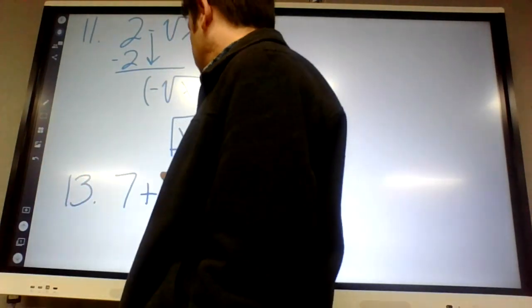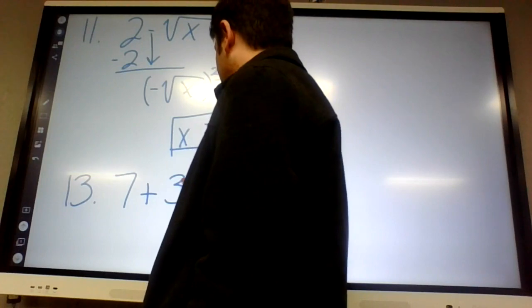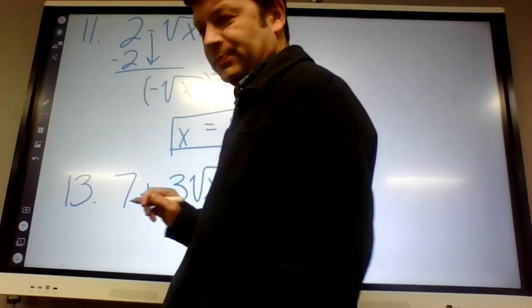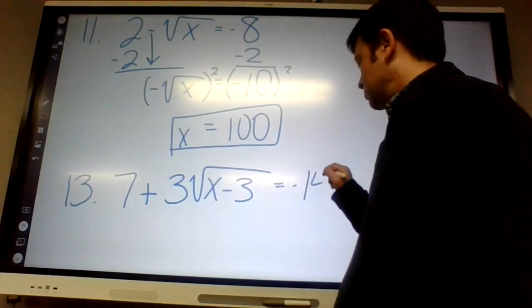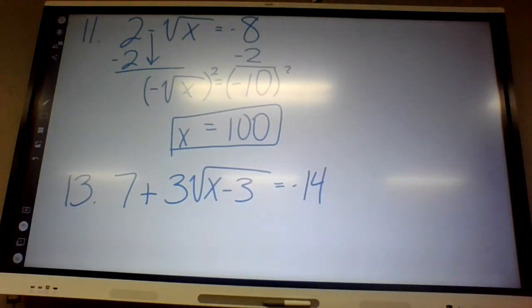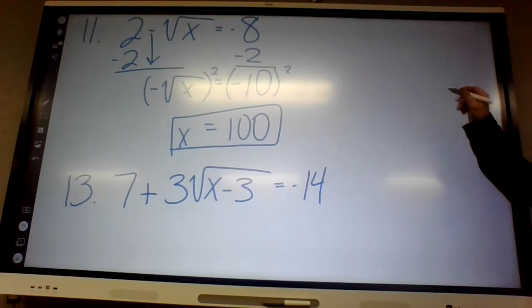Number 13. Alright, we're in the B section, which means it's getting trickier. Okay, remember we're trying to get the square root by itself. How do we do that?